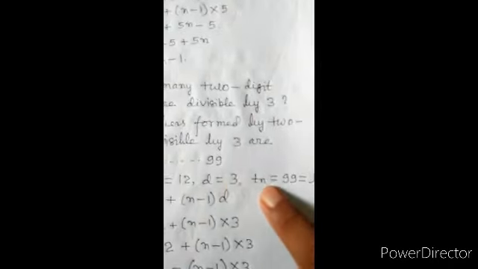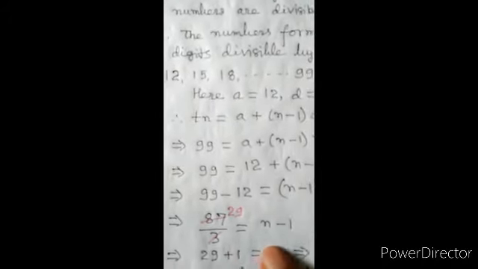Hence Tn is given, that is 99. This is last term. Hence Tn is equal to A plus n minus 1 D, implies that 99 is equal to A plus n minus 1 D. D is 3. Now value of A is 12 and value of D is 3. We need to find n. This is calculated like this. This is transposed. In this way we get n.